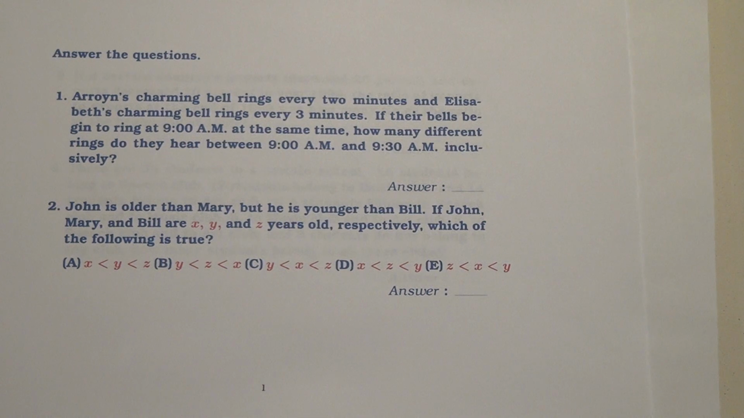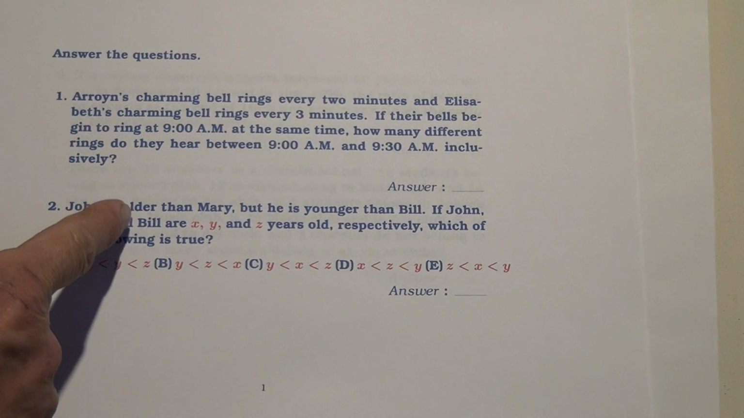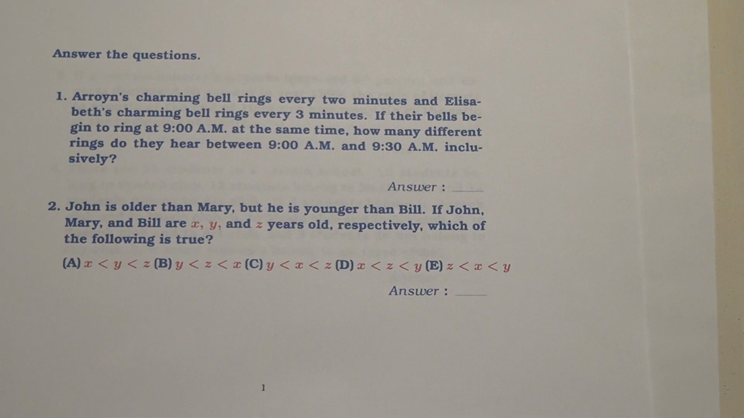Number 2, John is older than Mary, but he's younger than Bill. If John, Mary, and Bill are X, Y, and Z years old respectively, which of the following is true? Okay? So you find the relation here first, and then you find the choice, which one is the right one. Okay, stop video and I give you 40 seconds. Okay, stop.